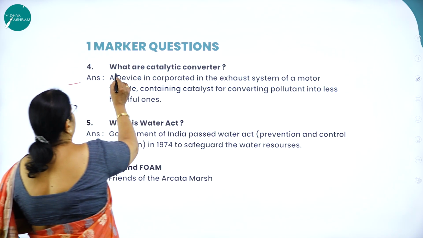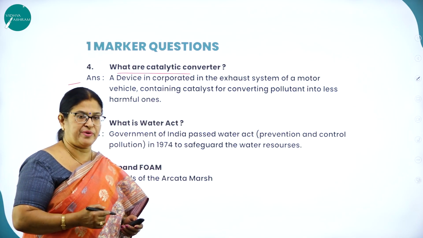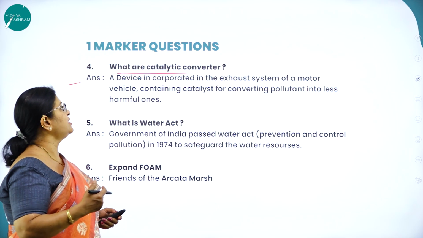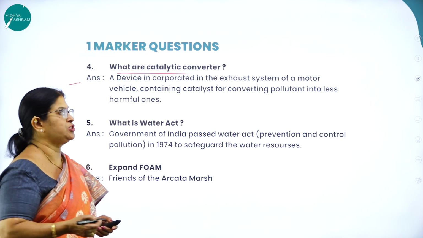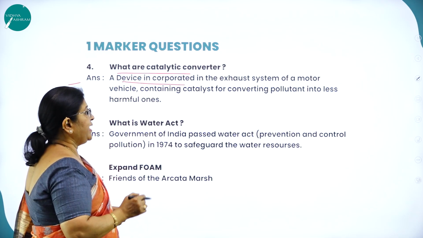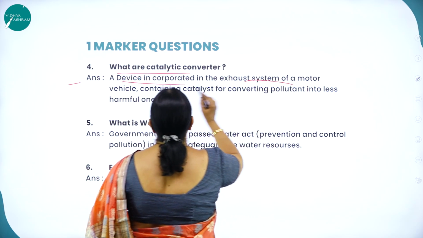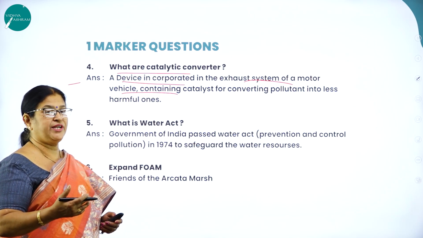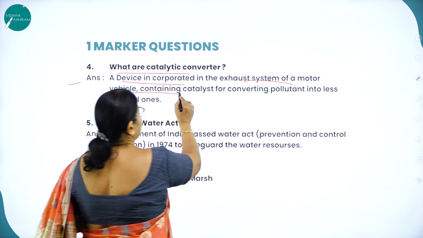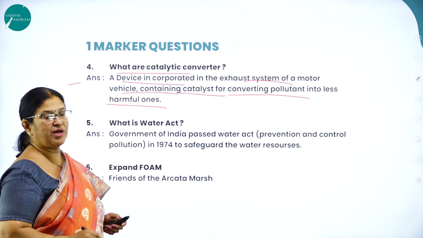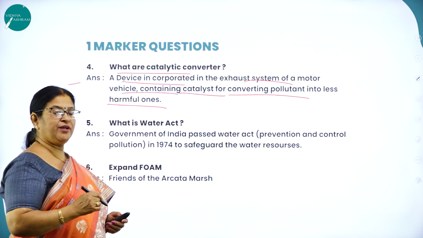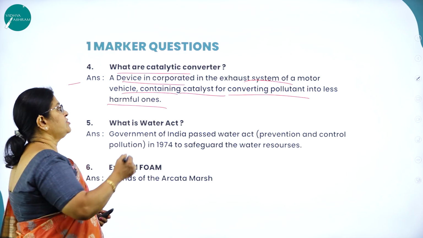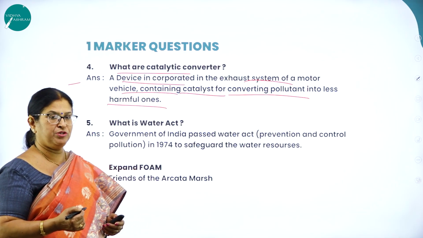Next, what are catalytic converters? This is one such measure implemented by the government in Delhi to reduce air pollution. So what is a catalytic converter? How does it reduce air pollution? A catalytic converter is a device incorporated in the exhaust system of a motor vehicle. It converts the more toxic gases that come out from the exhaust into less toxic substances, containing a catalyst for converting pollutants into less harmful ones. So when the catalytic converter is implemented in vehicles, the toxic gases that come out from the exhaust will be reduced to some extent. So this is also one method to prevent air pollution in Delhi.